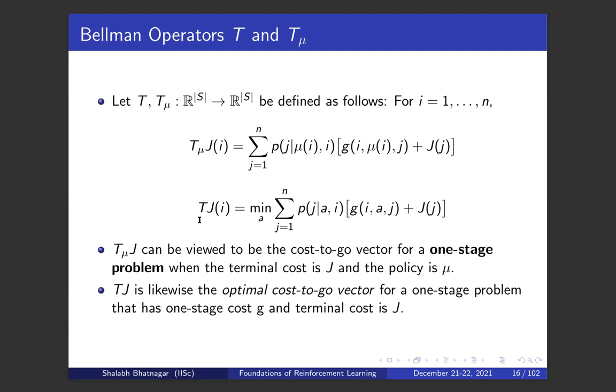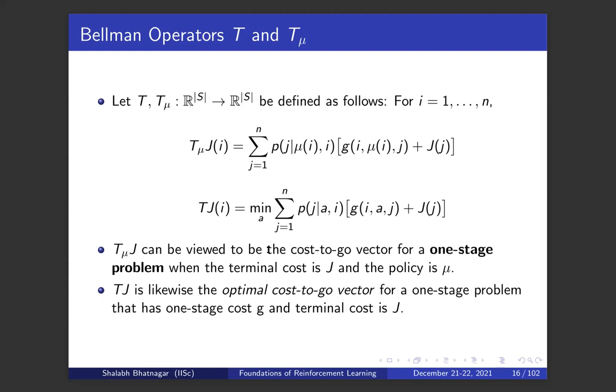And likewise Tj of i. Now in Tj of i, we don't have a mu. We are not specifying a policy mu according to which actions are chosen. So we look at all of these: sum over j equals 1 to n of P of j given a comma i, where a is a feasible action in state i. We look at all possible feasible actions that are there and then take the minimum over a of this entire thing. We'll call this Tj.